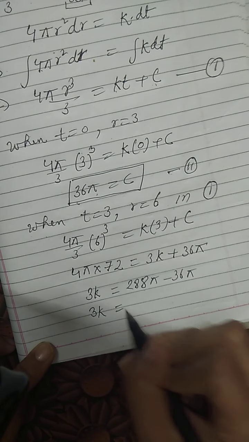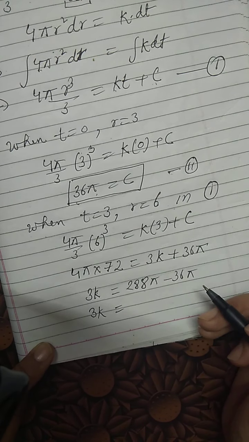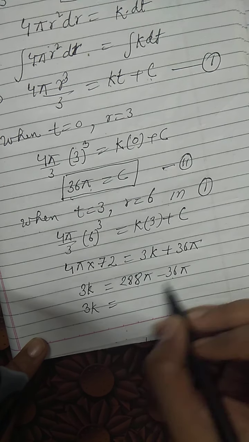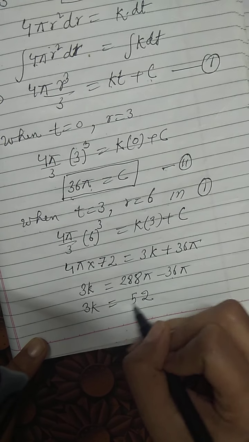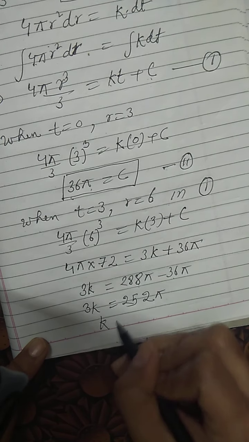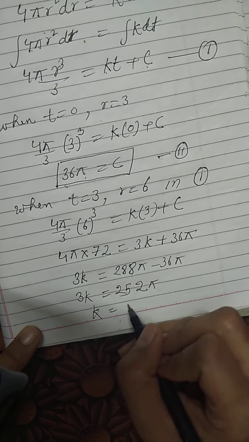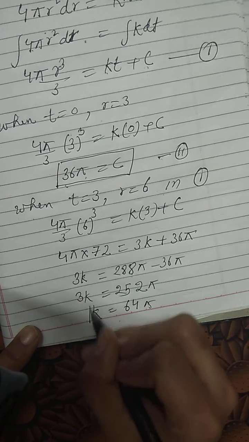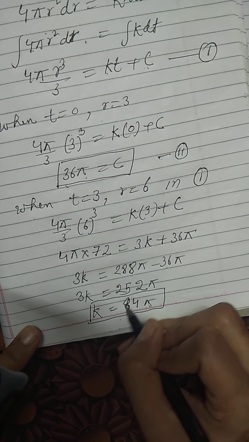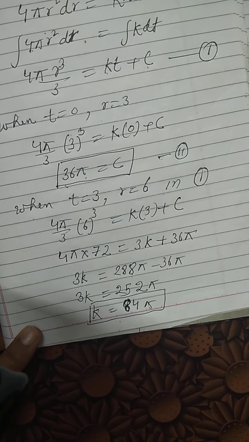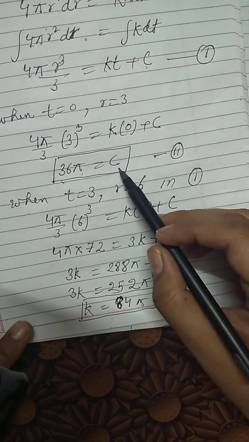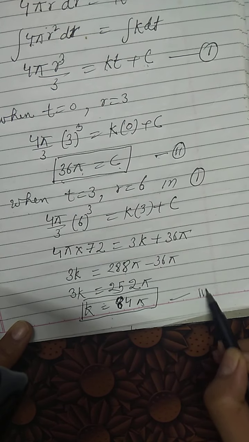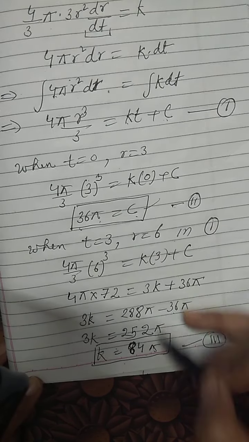So the value of 3k, what we are getting here, is 252 pi. So the value of k will be 84 pi. Okay, so the value of c we got is 36 pi, the value of k will be 84 pi, and this I mark as 3. Now the value of c and k both we got.